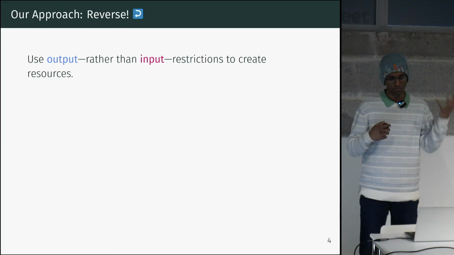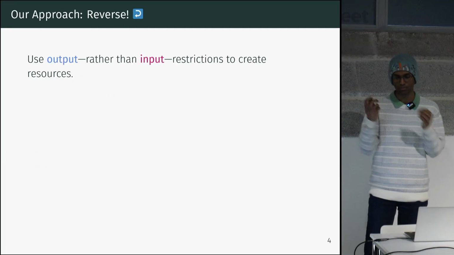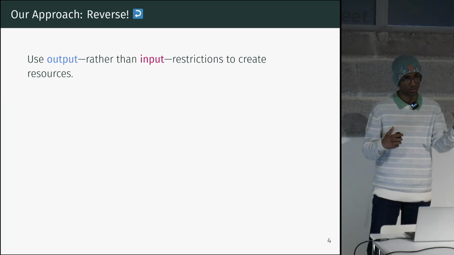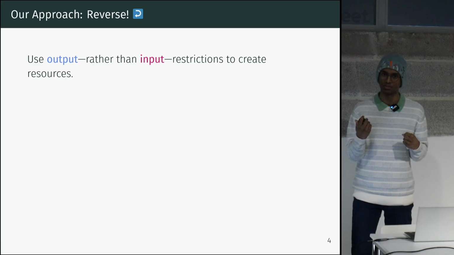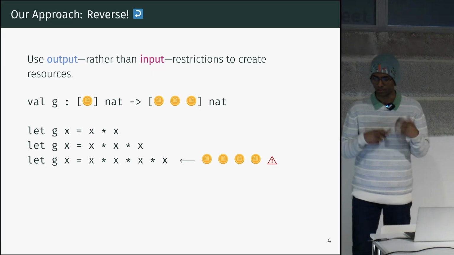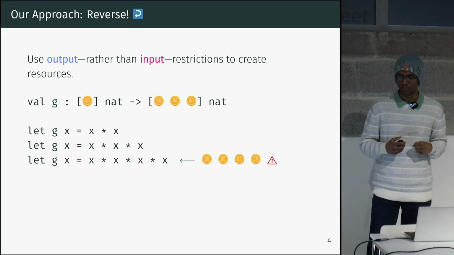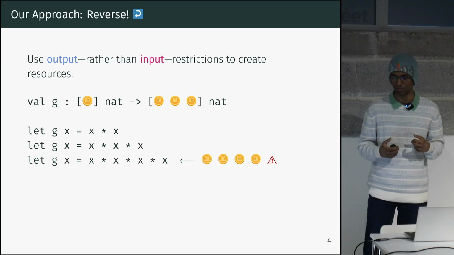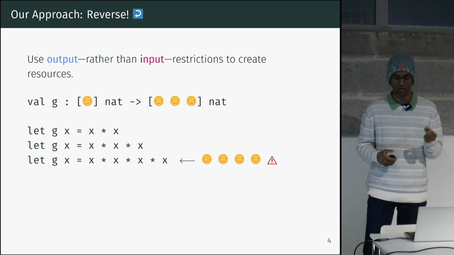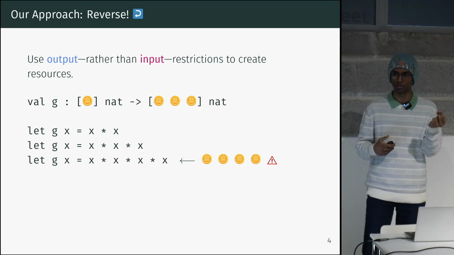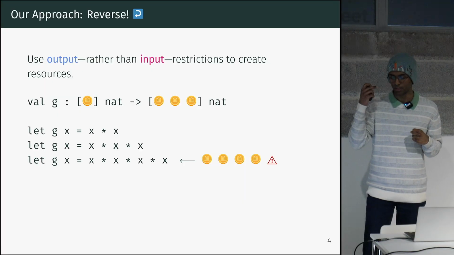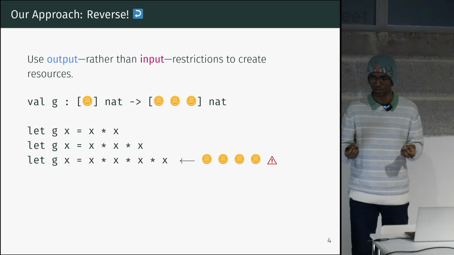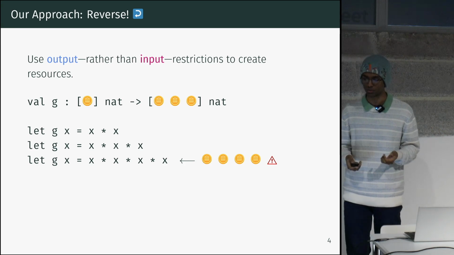To get from this picture to ours, all you need to do is flip the picture around a bit. Instead of using restrictions on the input to create resources, you want to use restrictions on the output to create resources. That might look something like this, where I have this function g that goes from a coin nat to 3 coin nat. The meaning of the coin nat on the input is that whenever you use the input x, it induces a single coin worth of resources. And the meaning of the coins on the output is that any valid body of g can't use more than 3 coins worth of resources.